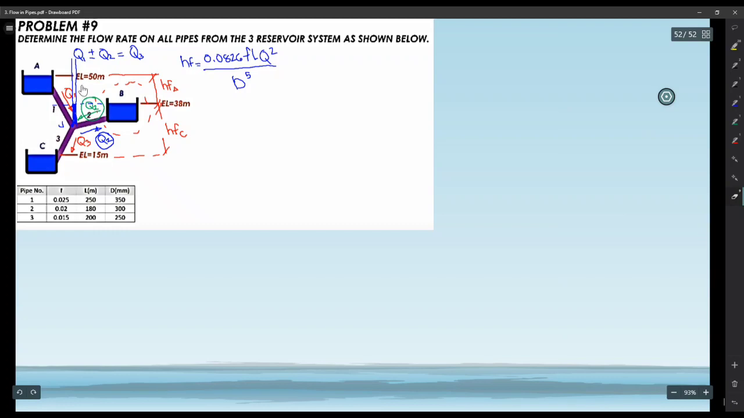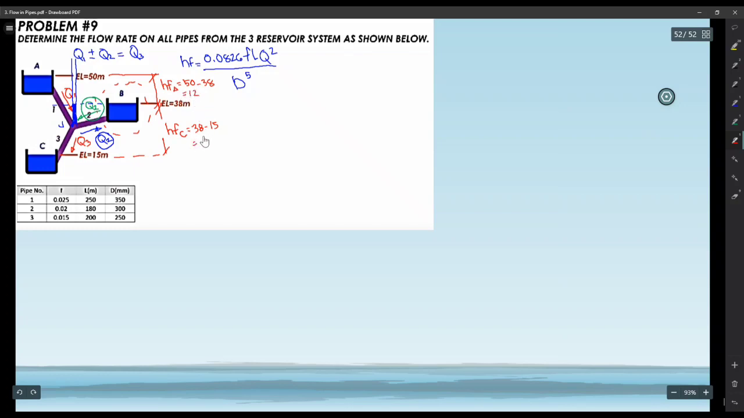Ayan. So, kung makikita nyo to, di ba, ang elevation at point A is 50 and elevation at point B is equals to 38. Therefore, para ma-compute natin yung HFA, so that is simply equals lang sa 50 minus 38. And para naman doon sa HFC or the head loss at point C, that will be equals lang sa 38 minus 15. So for head loss at point A, 50 minus 38, so that is equals to 12.